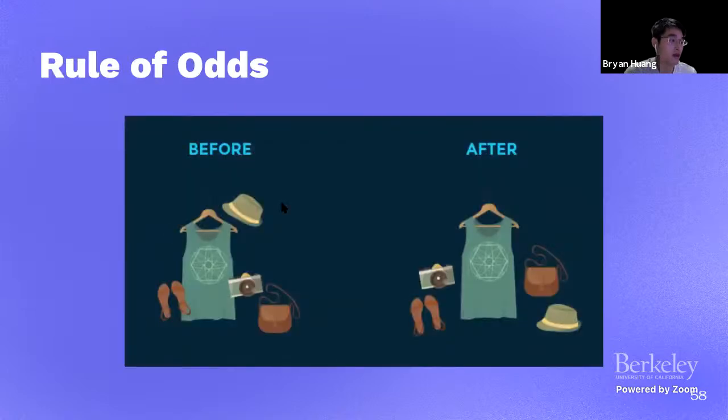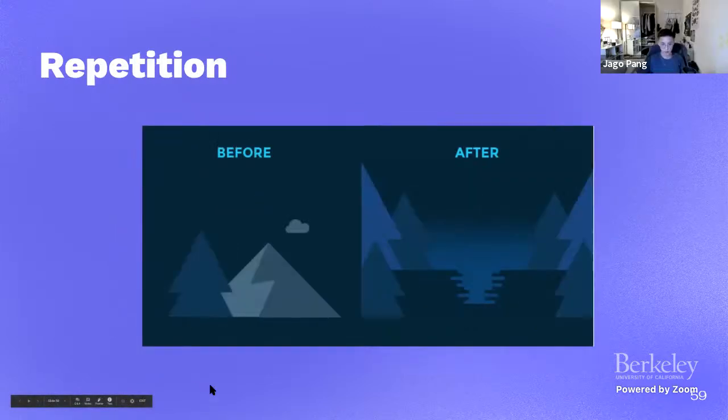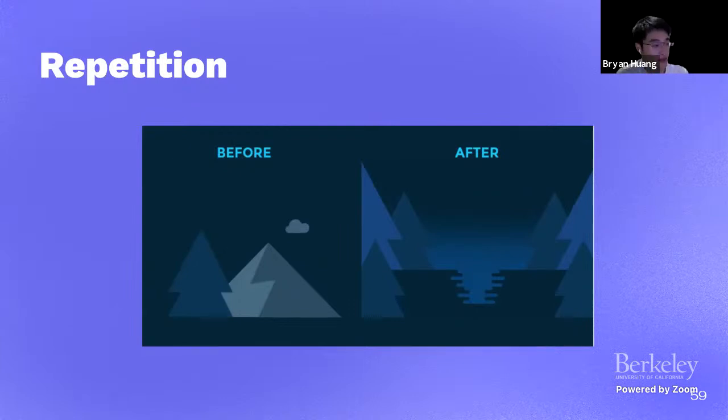Then rule of odds. Things look better when it's odd pairs and not even. I don't know why, but that's just a rule of thumb. I think most people get into it at some point. I think to create symmetry, it's better to have odd numbered items, because with evens it's hard to make it symmetric. Exactly.